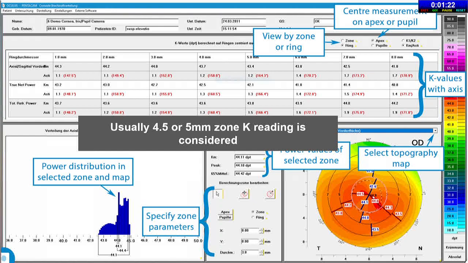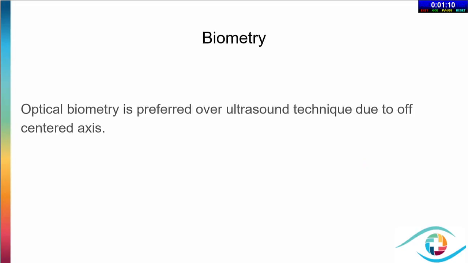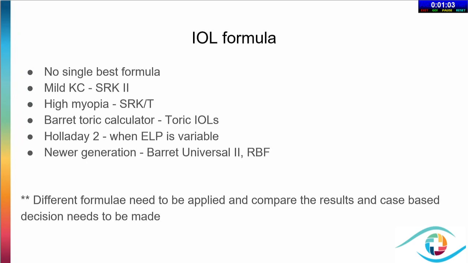Now the IOL formula which we have to use in such cases, there is no single best formula. Different studies have shown different results. Mild cases have shown the SRK2 formula to be good. In high myopia, the SRK-T formula works better. If toric IOL is planned, then the Barrett toric calculator.